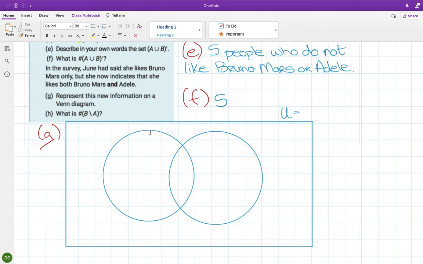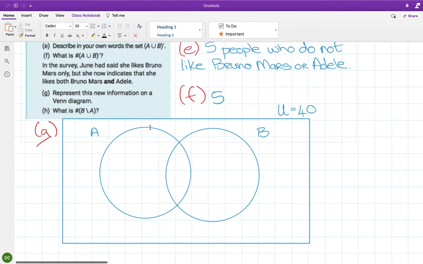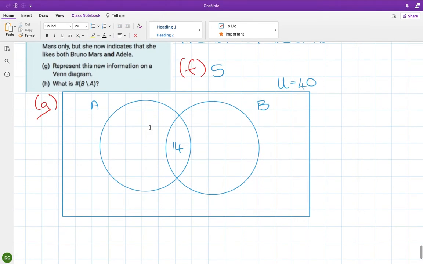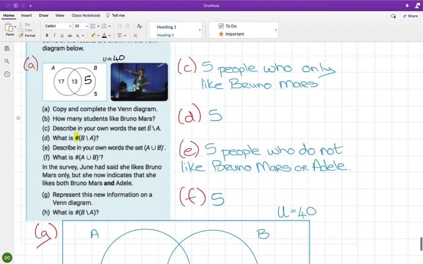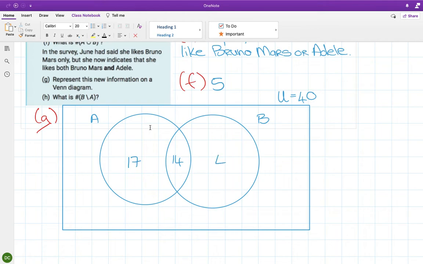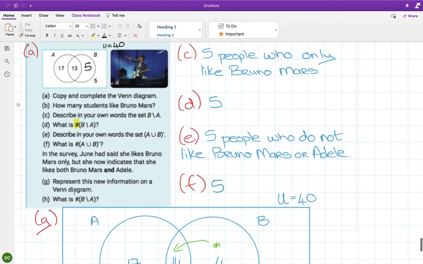Okay, so the universal set is still 40 people. We're still talking about Adele and Bruno Mars. So June has now put herself where she likes both. So that means there's one extra person in the middle there. So that's gone to 14. Yeah? It doesn't change the amount of people that like Adele, but it brings the amount of people who like Bruno Mars only down to 4. Because she was Bruno Mars only, which means she was originally in this section and she moved into this section. So the 5 has gone down by 1 and the 13 has gone up by 1.